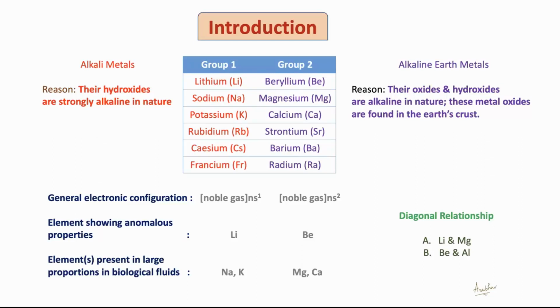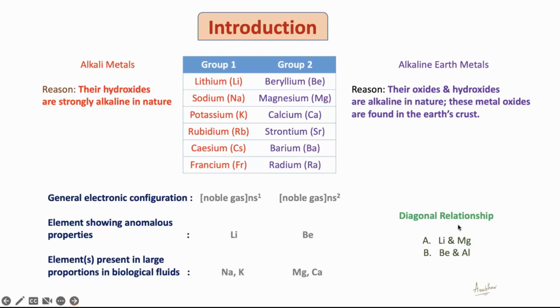Among the elements of group 1, sodium and potassium, Na and K, are the two elements present in our biological fluids in a very large proportion. The same goes for magnesium and calcium. You know that magnesium is present in chlorophyll, and calcium is one of the main components of our bones and teeth. So sodium and potassium from group 1, and magnesium and calcium from group 2, are the elements present in large proportion in our biological fluid system. Now we'll go to the next slide.